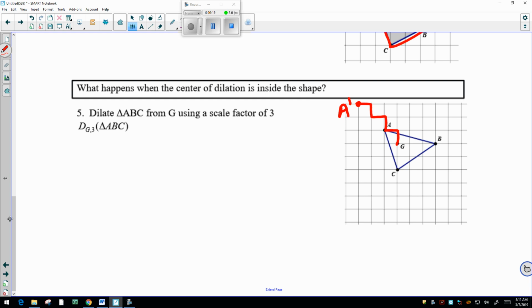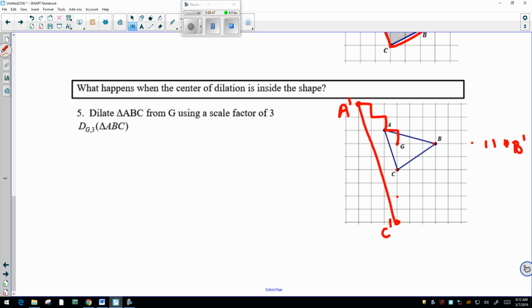Here's my A prime. Okay, C is nice and easy. Counting down 2, that's 1. Count down 2 more, that's 2. Count down 2 more, there's 3. Okay, same thing with B. I'm counting over 3, that's 1. Now this one's going to go off the grid, so I apologize. Over 3, that's 2. Over 3, that's 3. And there's my B prime.